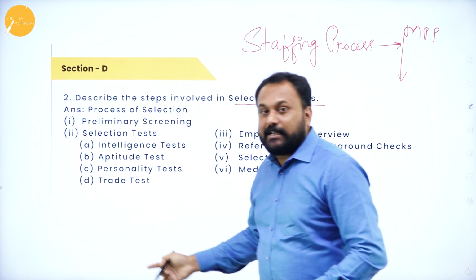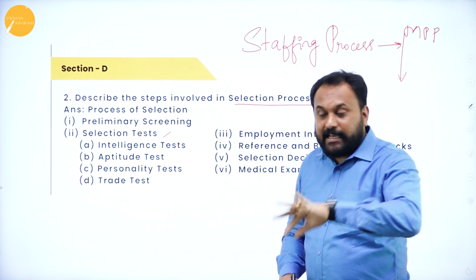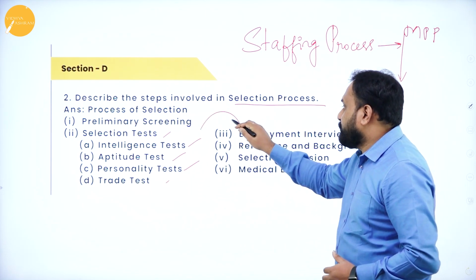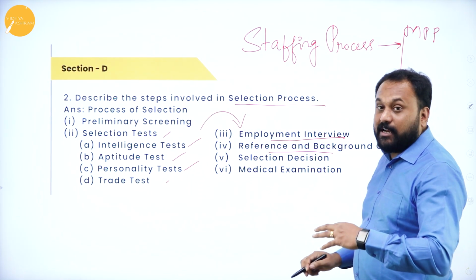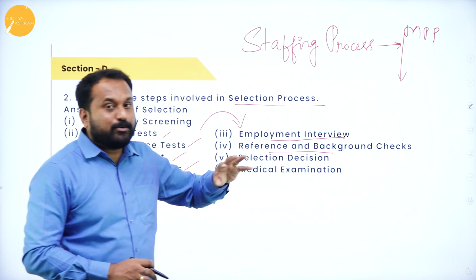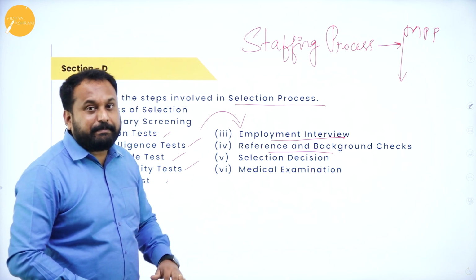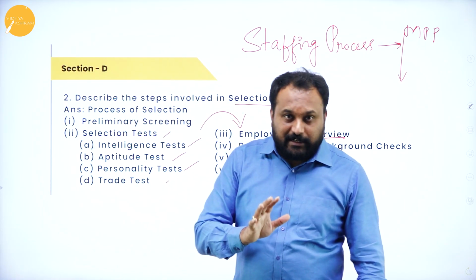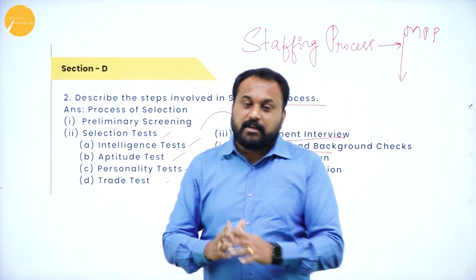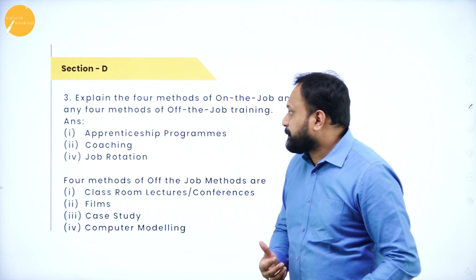First thing is preliminary screening, and then all the tests. Say you have selection tests like intelligence test, aptitude test, personality and trait test. All the things are done. Then they'll go to the next one, that is employment interview, reference, and background check. See, a background check is so necessary in the 21st century that you should never neglect this. You should always have a background check. Then selection decision, and then you go with medical examination. If the person is fit and fine, then you can go for contract. Now, these things are called the selection process. So I told you about the staffing process, and I have also explained the selection process. Let's go with the next question.